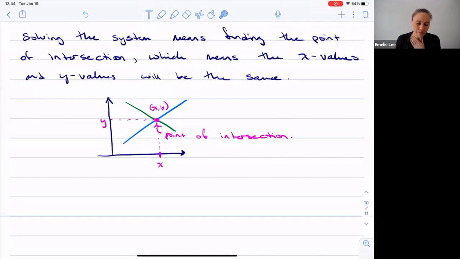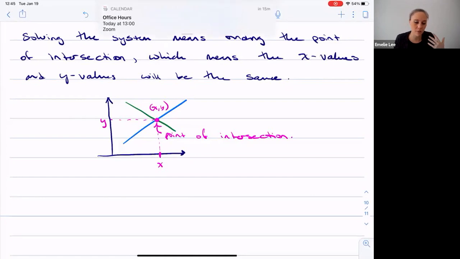So if two lines are parallel, it means they're running alongside each other, they'll never have an intersection, right? And so it's possible that you might never have a point of intersection, and we'll see what that looks like. It's also possible that the two lines are on top of each other, meaning every point is a point of intersection, right? And so there are a couple of different things.